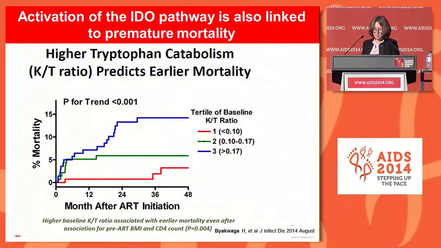A paper that's just out by Peter Hunt's group shows that this IDO pathway can also be linked with premature mortality and with incomplete CD4 T cell restoration. You can see here that there's a higher kynurenine to tryptophan ratio, shown in blue, in patients who have a higher mortality, and that's shown at 2 years after ART initiation.